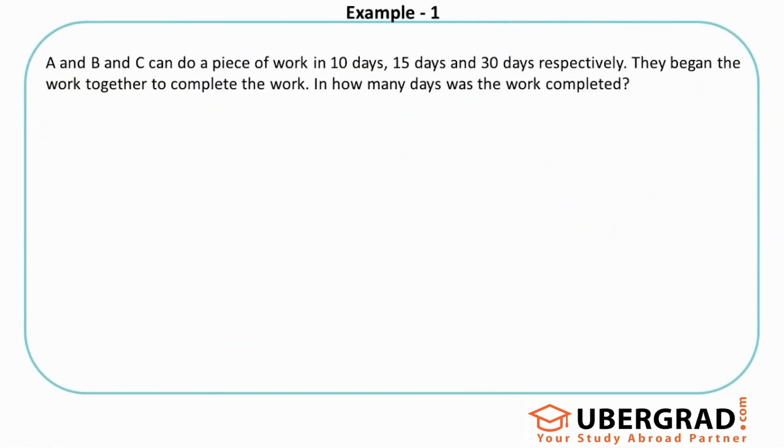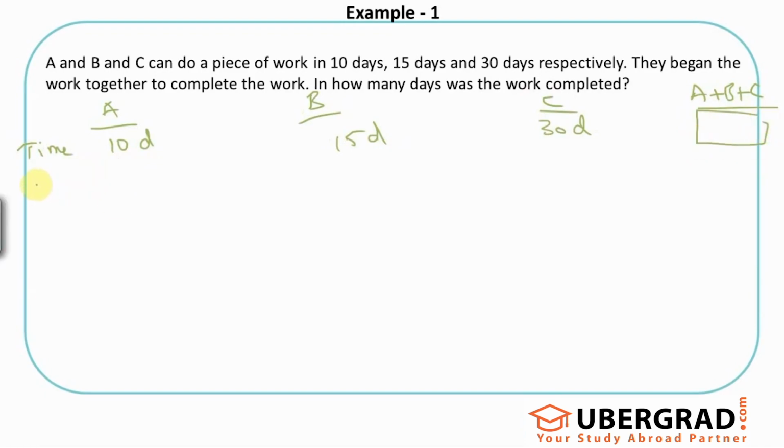So let's take a simple example. There are 3 people, A, B and C, who can do a piece of work in 10 days, 15 days and 30 days respectively. They began the work together to complete the work. In how many days was the work completed? So they gave individual information. There is person A, person B and person C. The number of days they take to complete the work is 10 days, 15 days and 30 days. They are asking how long they will take if all 3 of them work together, so I need to find out the time for them.